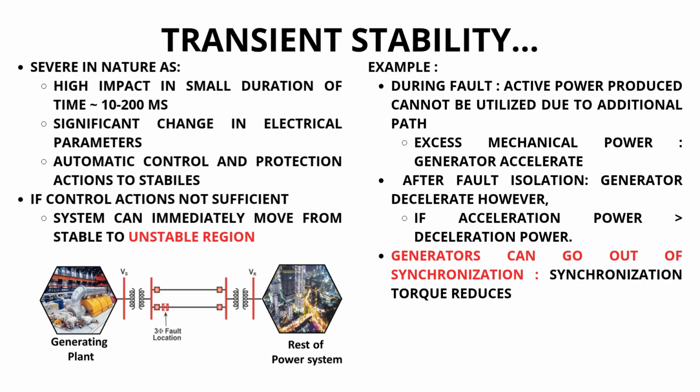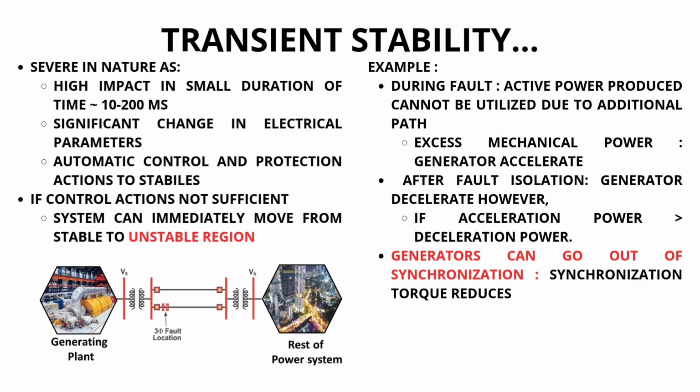The system needs to clear the fault and restore a path for power flow before that angle swings too far. The example given makes sense. The generator accelerates during the fault. Fault clears, path restored, it starts decelerating. But if the acceleration push was too big compared to the deceleration pull, the system can overshoot and lose sync.